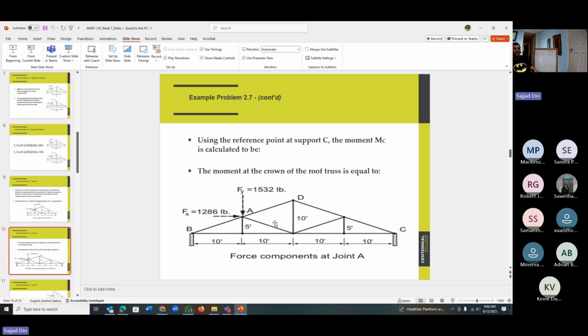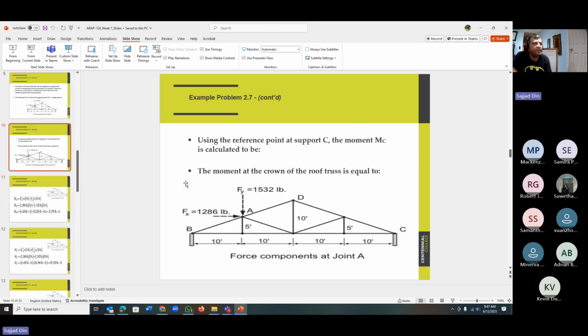Now, you want to take a look at this. So you're calculating around C. You have to look at the perpendicular distance to C. So for Fy, it's going to be 10 plus 10 plus 10, 30. For Fx, just extend this line all the way there. It's 5 feet.